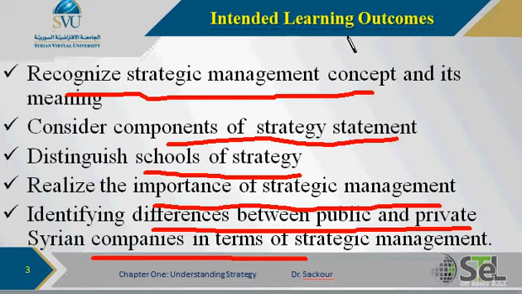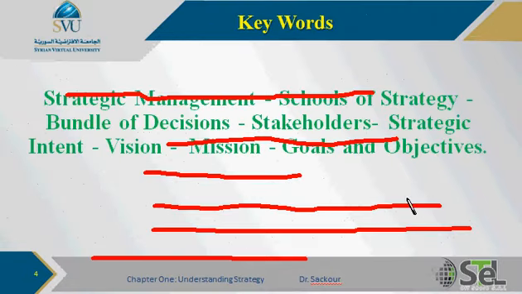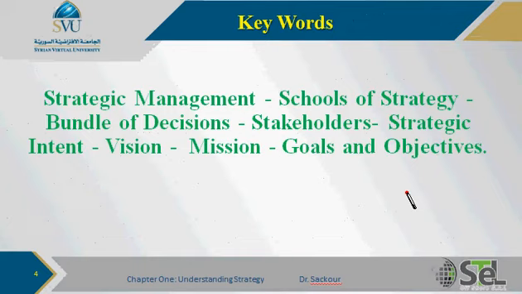We talked about intended learning outcomes. Now we go ahead and distinguish some keywords. In each lecture and each chapter, we have some keywords to keep in mind. In this chapter, we have just a few words. Strategic management: just to remind you and to think about these key issues, what is strategic management? What does that mean, schools of strategy?